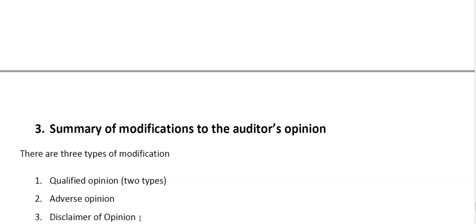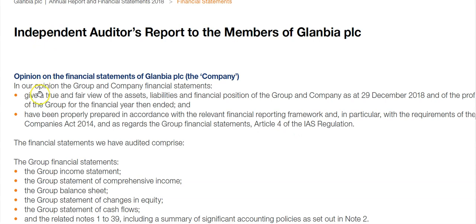We've already looked at unmodified opinion. So when the financial statements have no material problems or no material errors, the auditor issues an unmodified audit opinion. An example of that is here, where in our opinion the financial statements give a true and fair view. That's unmodified. However, modified is where there is a material and pervasive issue, and then the auditor's opinion is changed, and they can't just say it gives a true and fair view. They have to add on and either qualify the statement or else issue a different type of opinion.